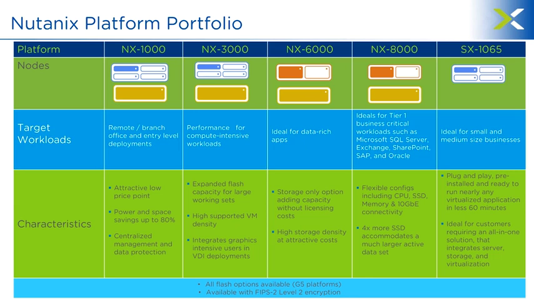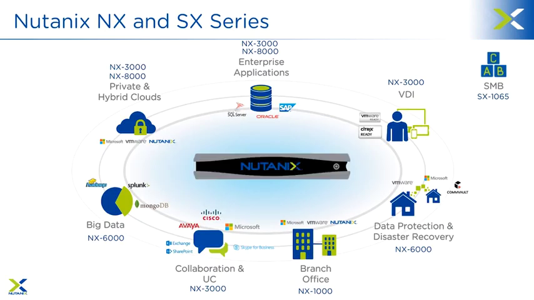The SX model series is geared toward small or medium-sized businesses that can scale up to only 4 nodes. It's really designed for a lower price point and lower performance as well. So in each of these different types of workloads, we actually have a recommended model. For instance, for enterprise applications such as Microsoft SQL Server, we recommend the NX 3000 and 8000 model line. For VDI instances, we recommend the 3000 series for a high density environment.